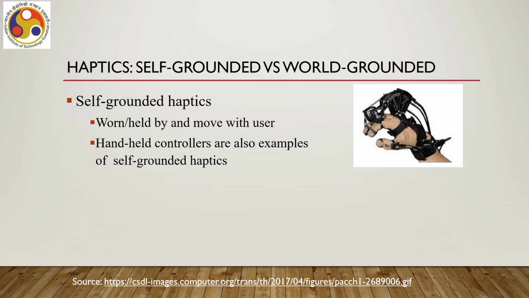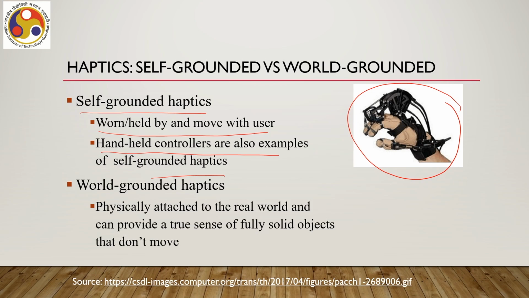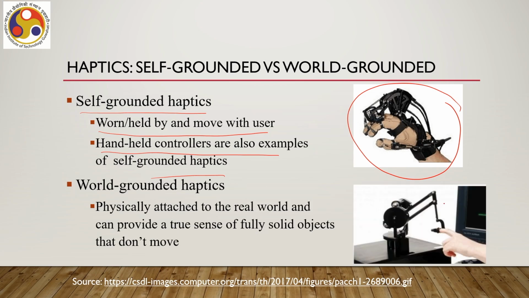Then we have self grounded versus world grounded devices. So, in self grounded devices, as shown in this accompanying figure, we can see that these are owned or held by and move with the user. Handheld controllers are examples of such devices, whereas in case of world grounded haptic devices, as can be seen in this accompanying figure, the device is physically attached to the real world and can provide a true sense of fully solid objects that do not move. So, in case of self grounded, it is worn and movable. In case of world grounded, it is not movable.